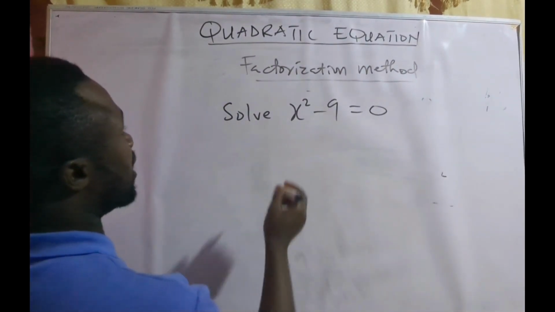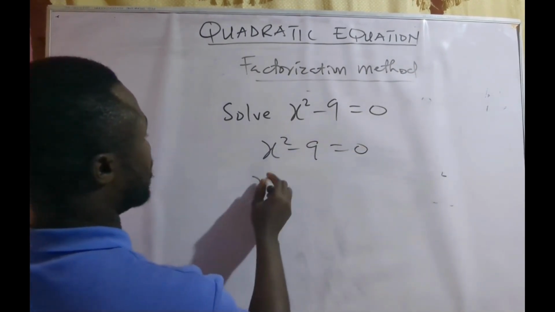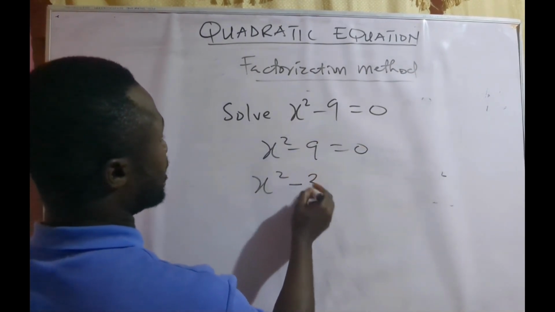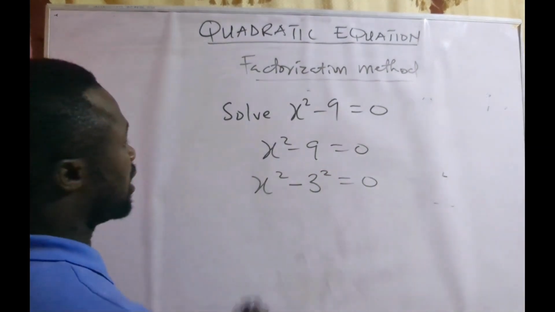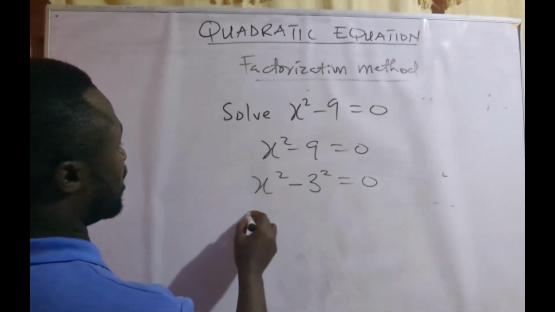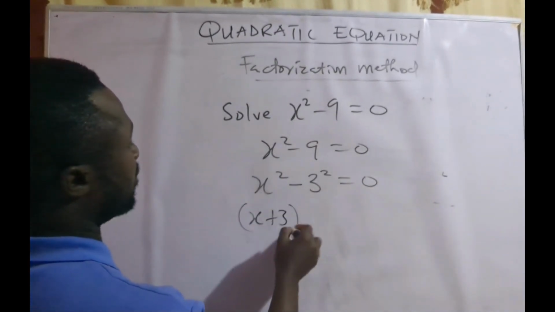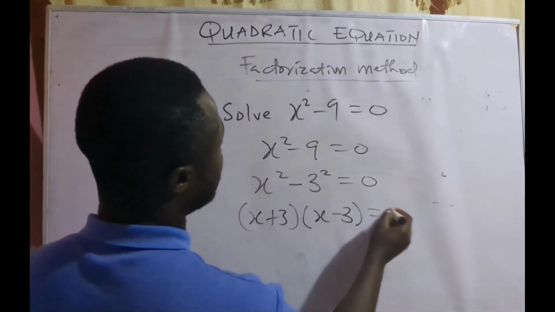So x squared minus 9 equal to 0 can be written as x squared minus 3 squared. So you see that this has become a difference of two squares. This is a perfect number. So what can we say? We can say x plus 3 and x minus 3 equal to 0.